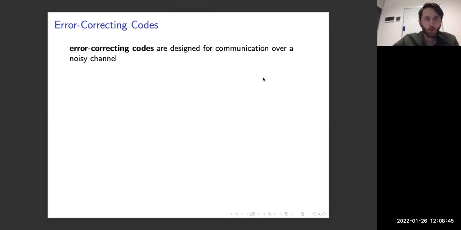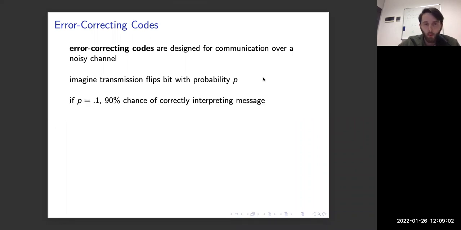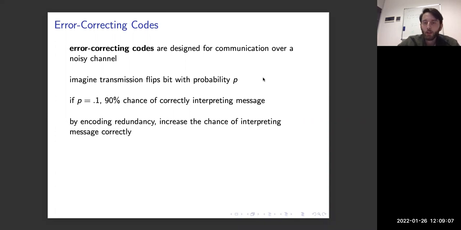Okay. So error correcting codes are designed for communication over a noisy channel. You might imagine that you want to send a message to your friend, but the transmission line flips bits with some low probability. For instance, if p is 0.1, you don't have a 100% chance of correctly interpreting the message. And the idea is to use some redundancy in your encoding to improve your chance of correctly reproducing the message. So instead of sending 0, you send 0, 0, 0, or for 1, you send 1, 1, 1 in this simple example, which is called the repetition code.